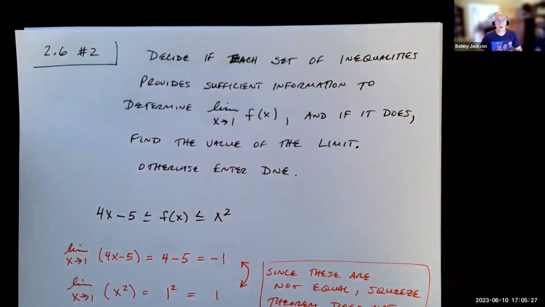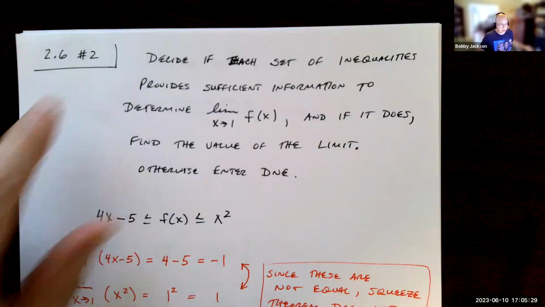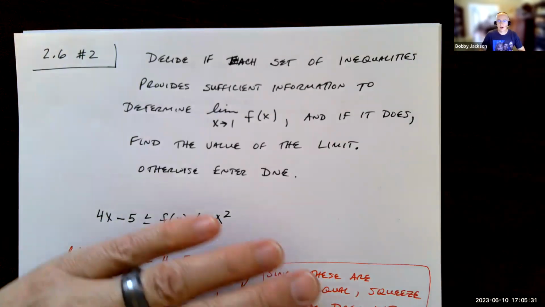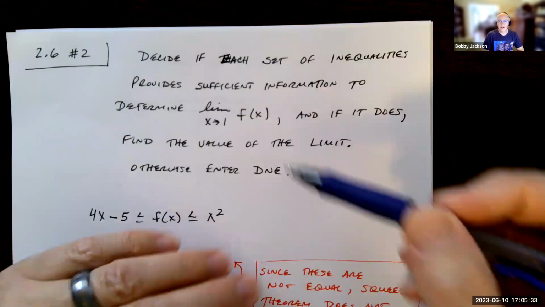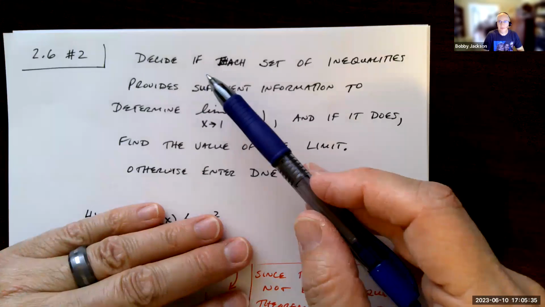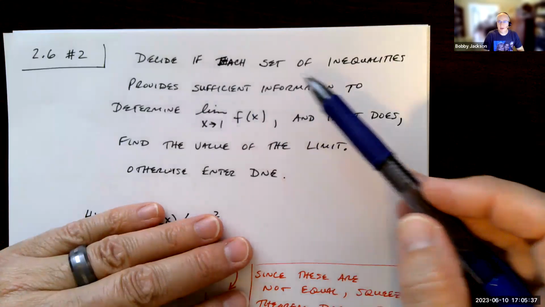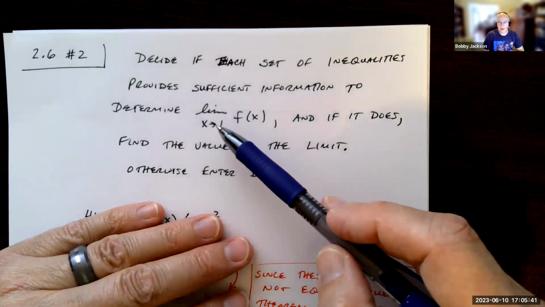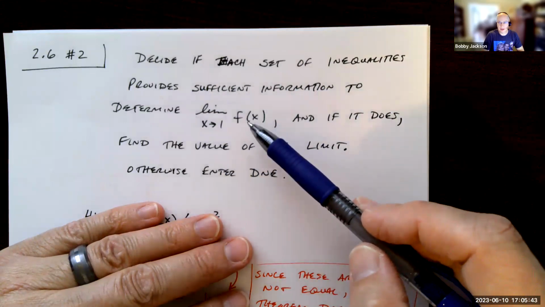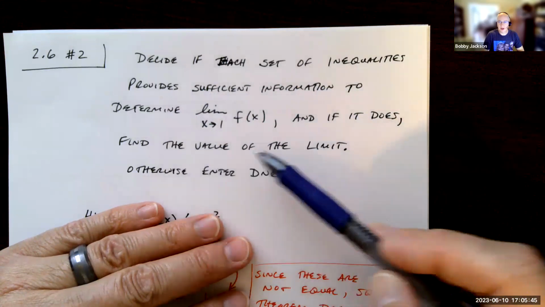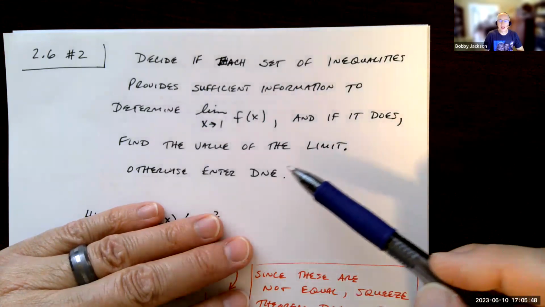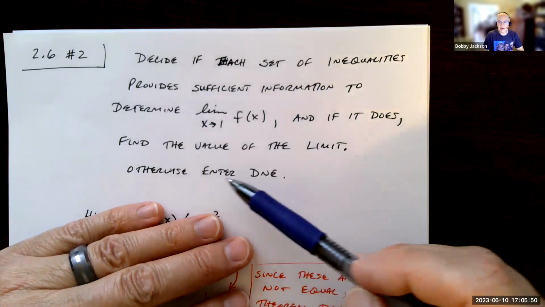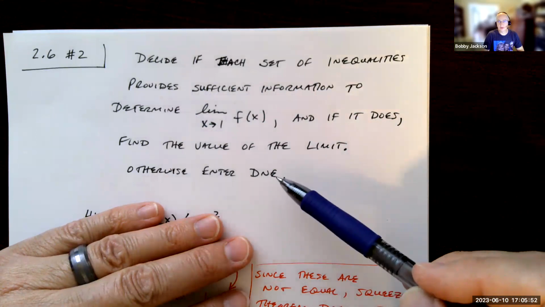Hey everyone, we're going to look at Achieve section 2.6 number 2. We have three different cases here that we're going to decide if each set of the inequalities provides sufficient information to determine the limit as x approaches 1 of the function f of x. And if it does, to find the value of the limit. And then it says, otherwise enter DNE, which stands for does not exist.